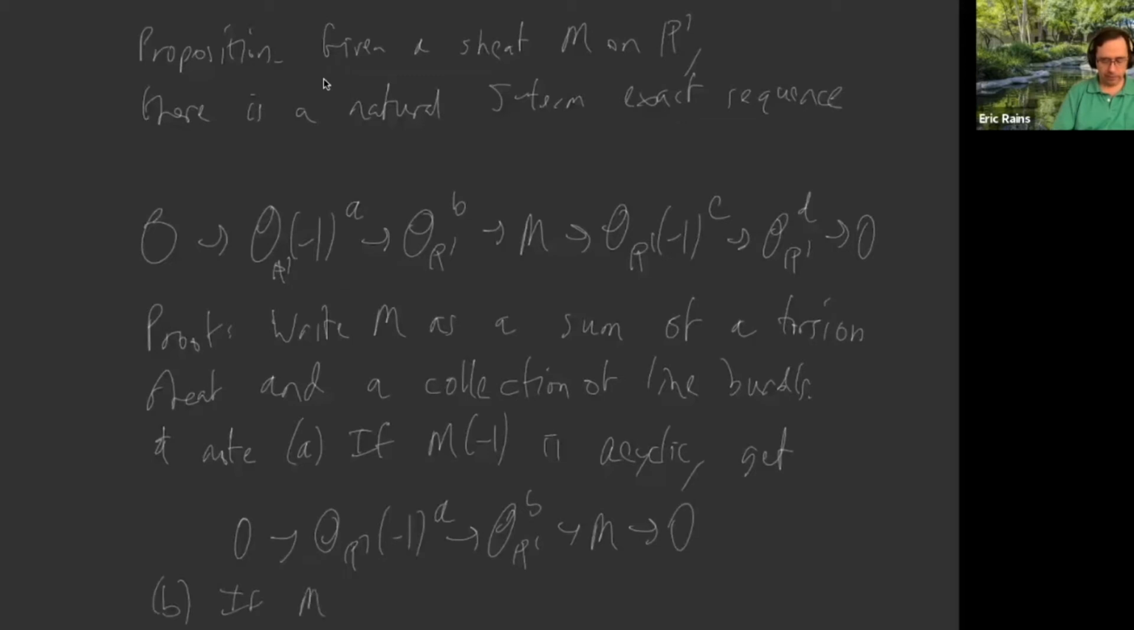if M is reflexive, and the dual twisted by minus 1 is acyclic, we can dualize. And thus we get a 3-term exact sequence starting with M, and then we just take the direct sum. So that tells us that there is such a thing.